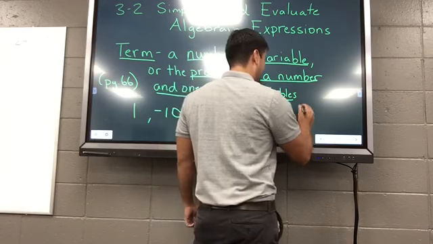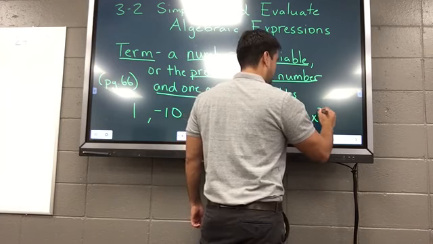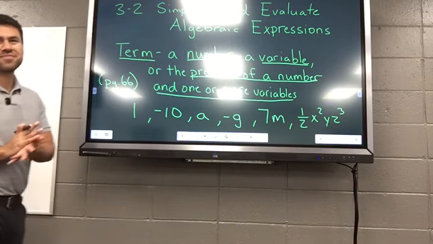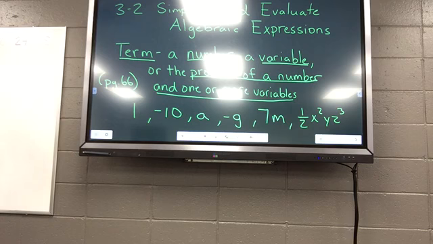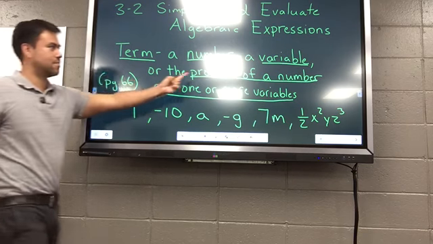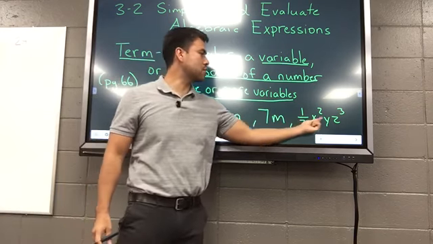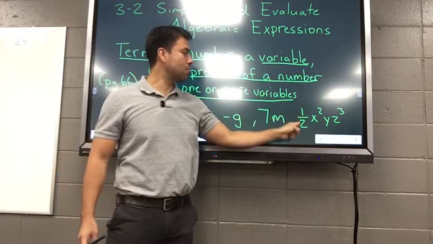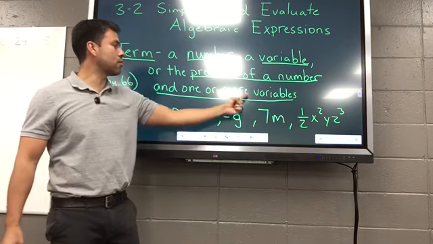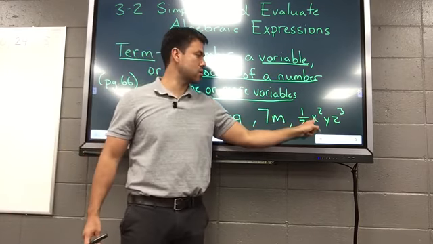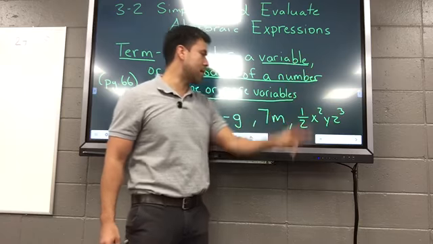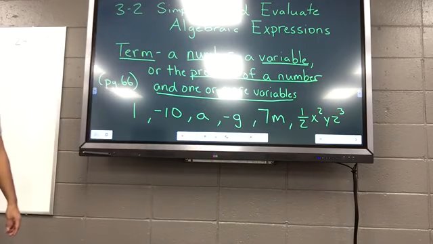And here's a tough one right here. Is that a term? According to our definition, is it a product? That means, are these all just being multiplied? Yes. Do we have a number? 1/2. Do we have one or more variables? Yeah, we have how many variables? 3. And this one's to the second power and that one's to the third power. So we do have a lot of variables, but that's still a term.